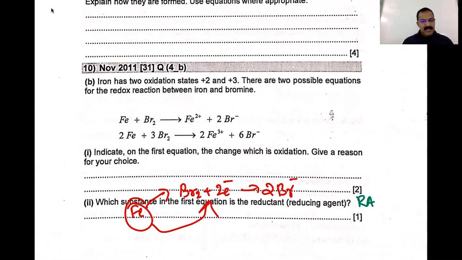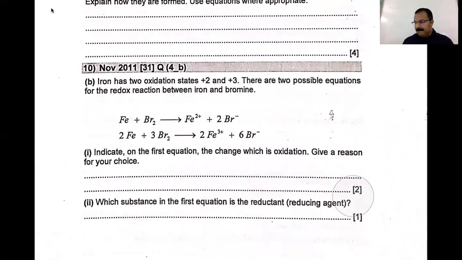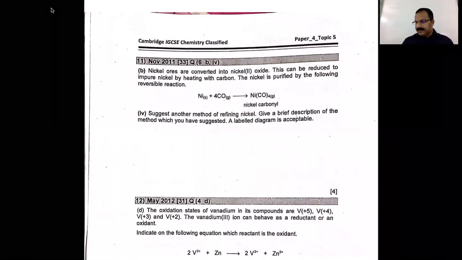But according to the 2016 syllabus change, they are now expecting students to write that it's giving electrons to the other species. So here you write: because Fe is giving 2 electrons to bromine to undergo reduction, okay? Now next.